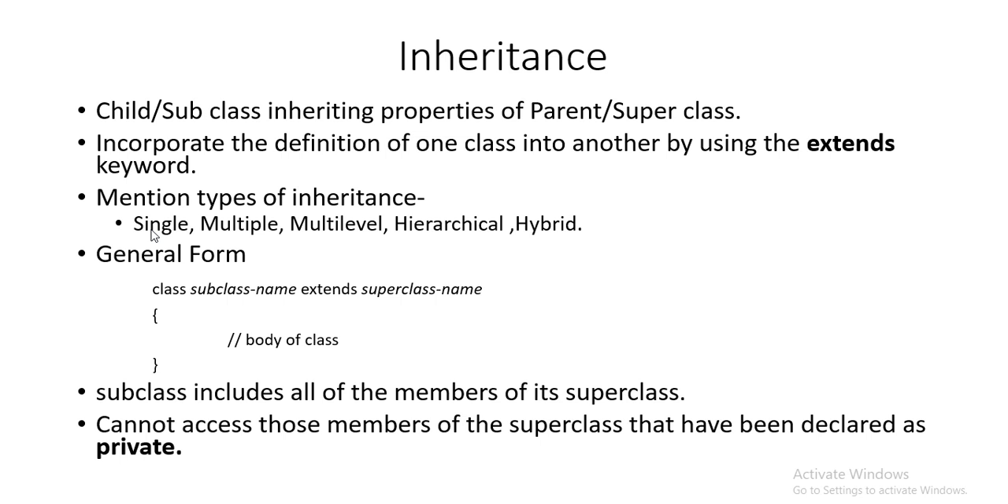Now just to remember, the types of inheritance are single, multiple, and next, multi-level. Multi-level inheritance is, suppose there is a class A, which is a parent class.